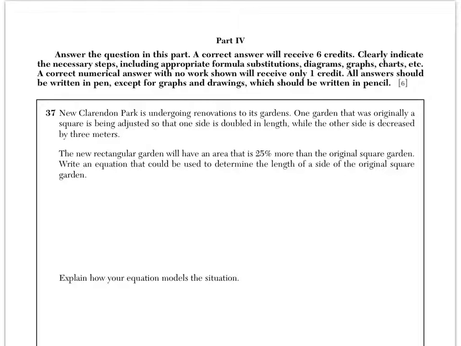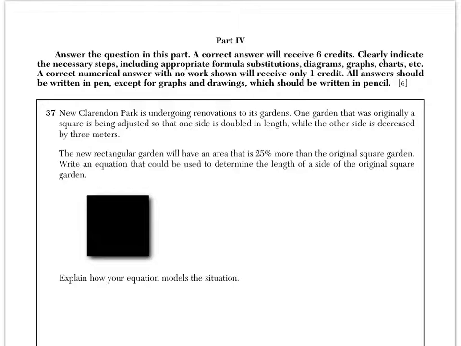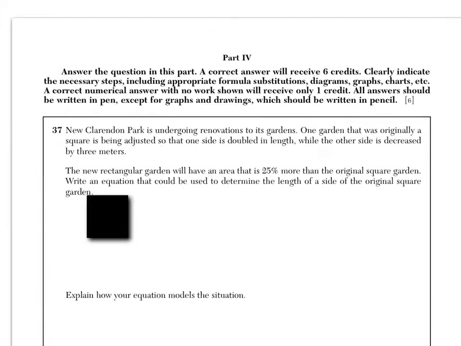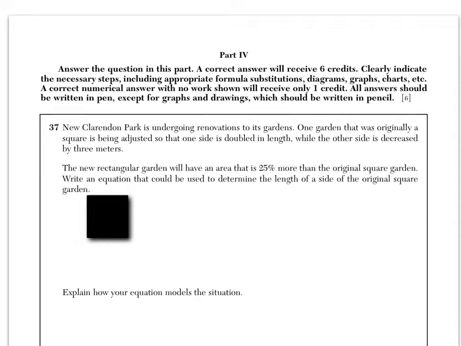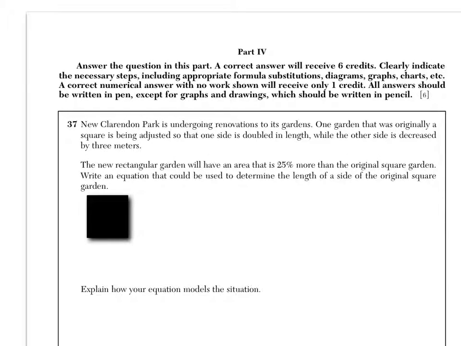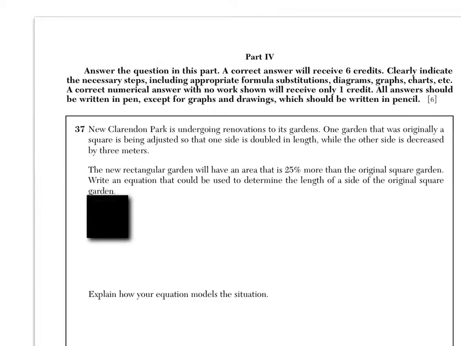So question number 37 is talking about gardens being renovated, and one garden in particular that was originally a square. So right away, I know I'm drawing a picture of a square. It says that the garden is going to be adjusted so that one of the sides is doubled in length, while the other side is decreased by 3 meters. So it looks like I'm going to have to draw not a square, but a rectangle, because my side lengths are changing. So let's draw a picture of a rectangle right next to it.